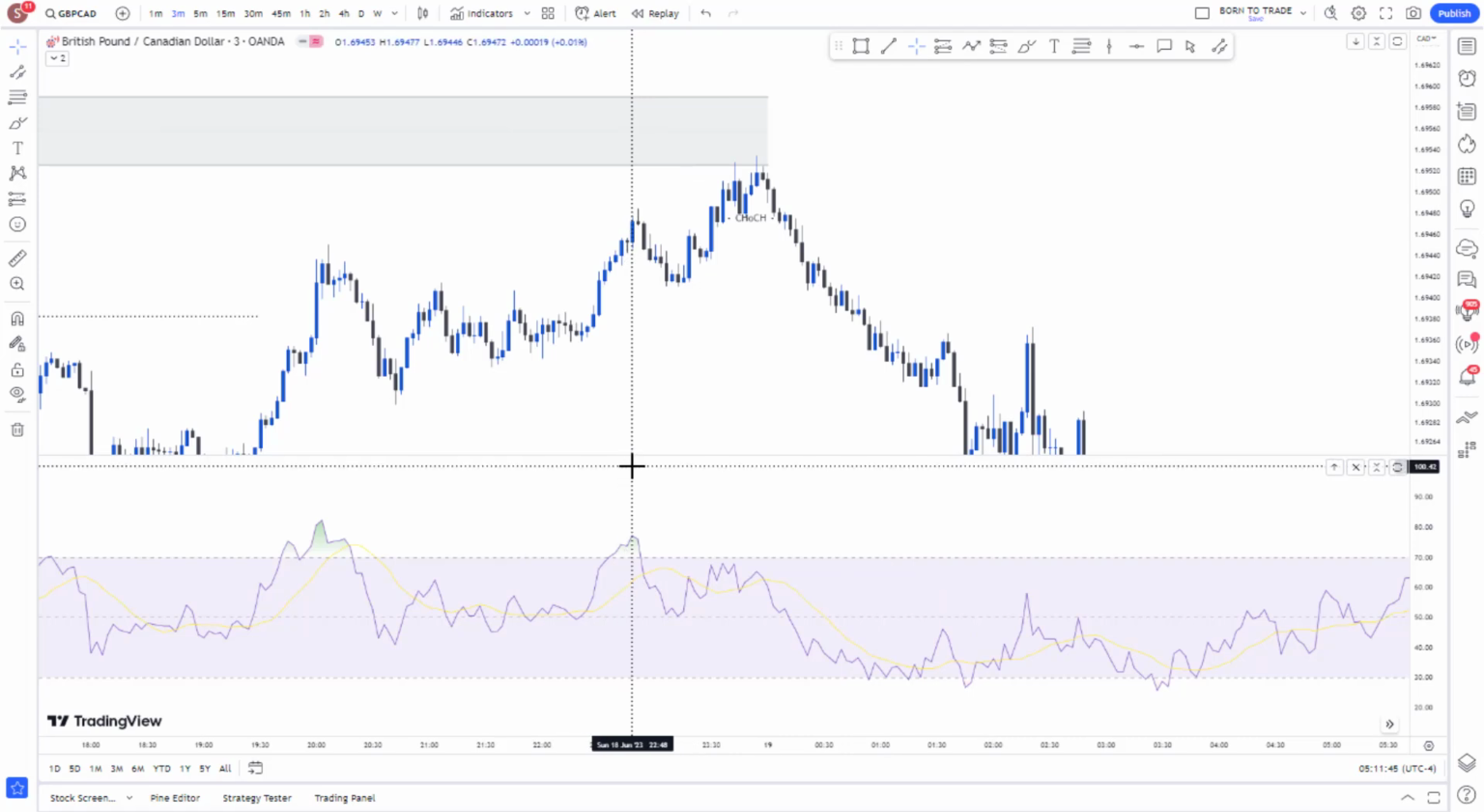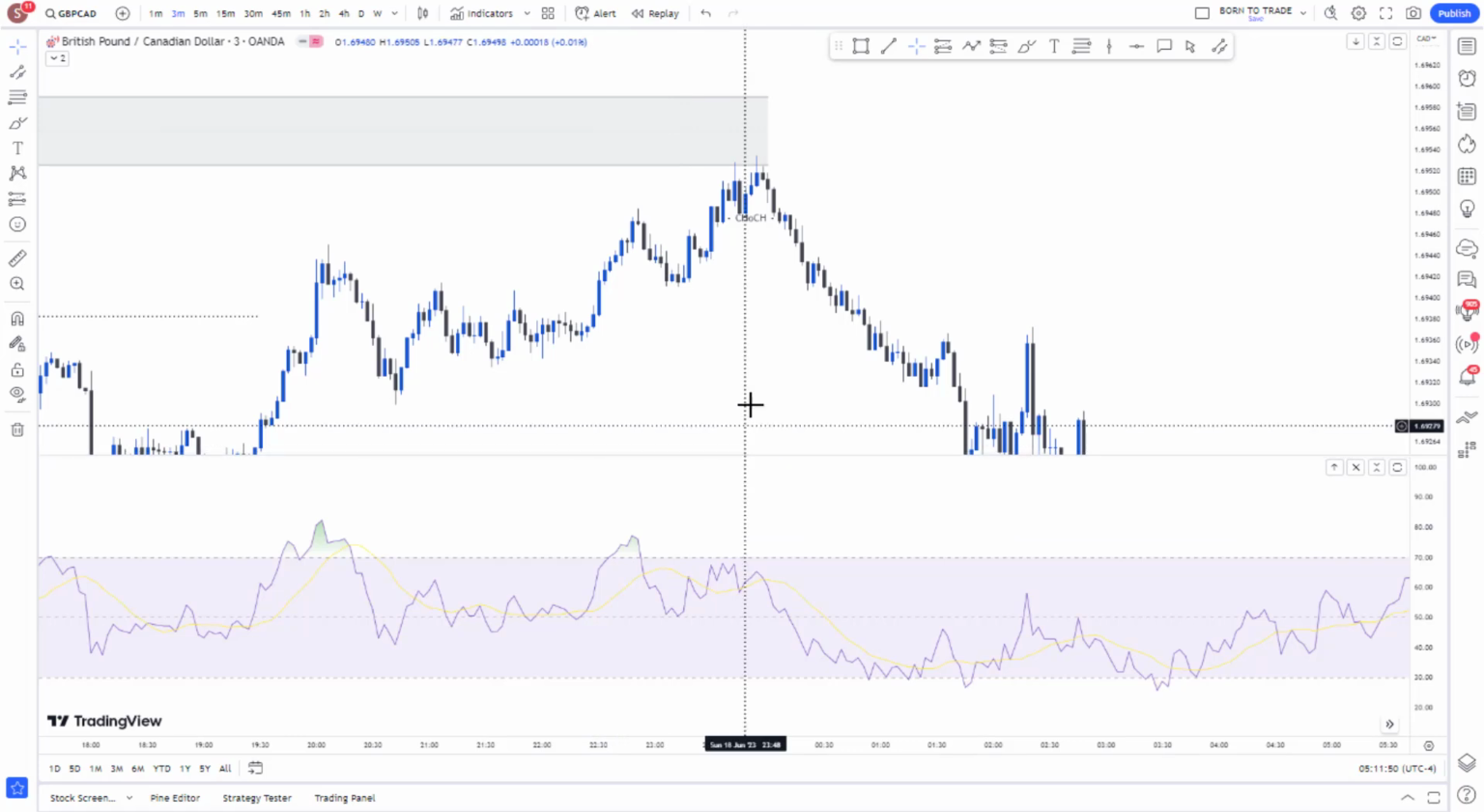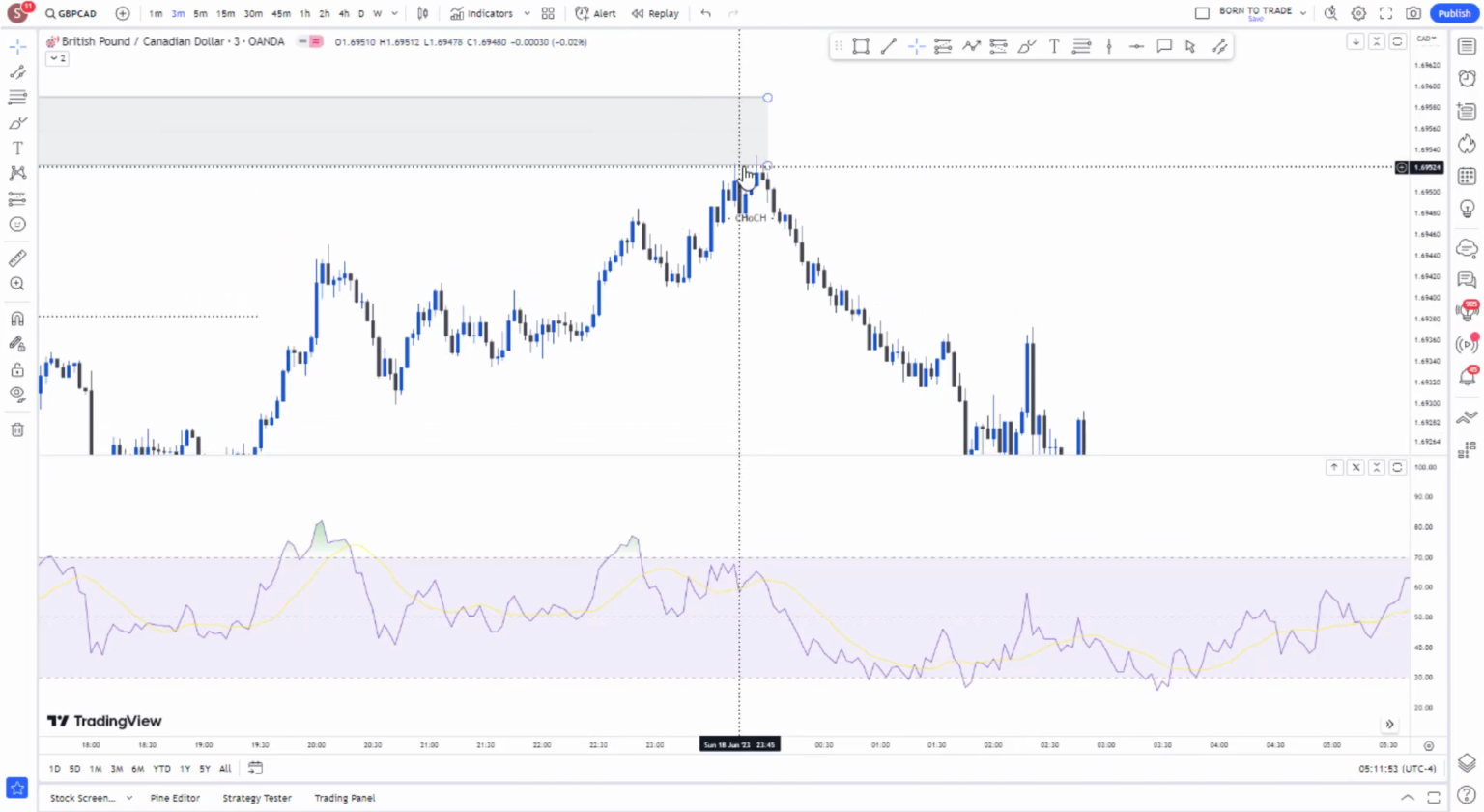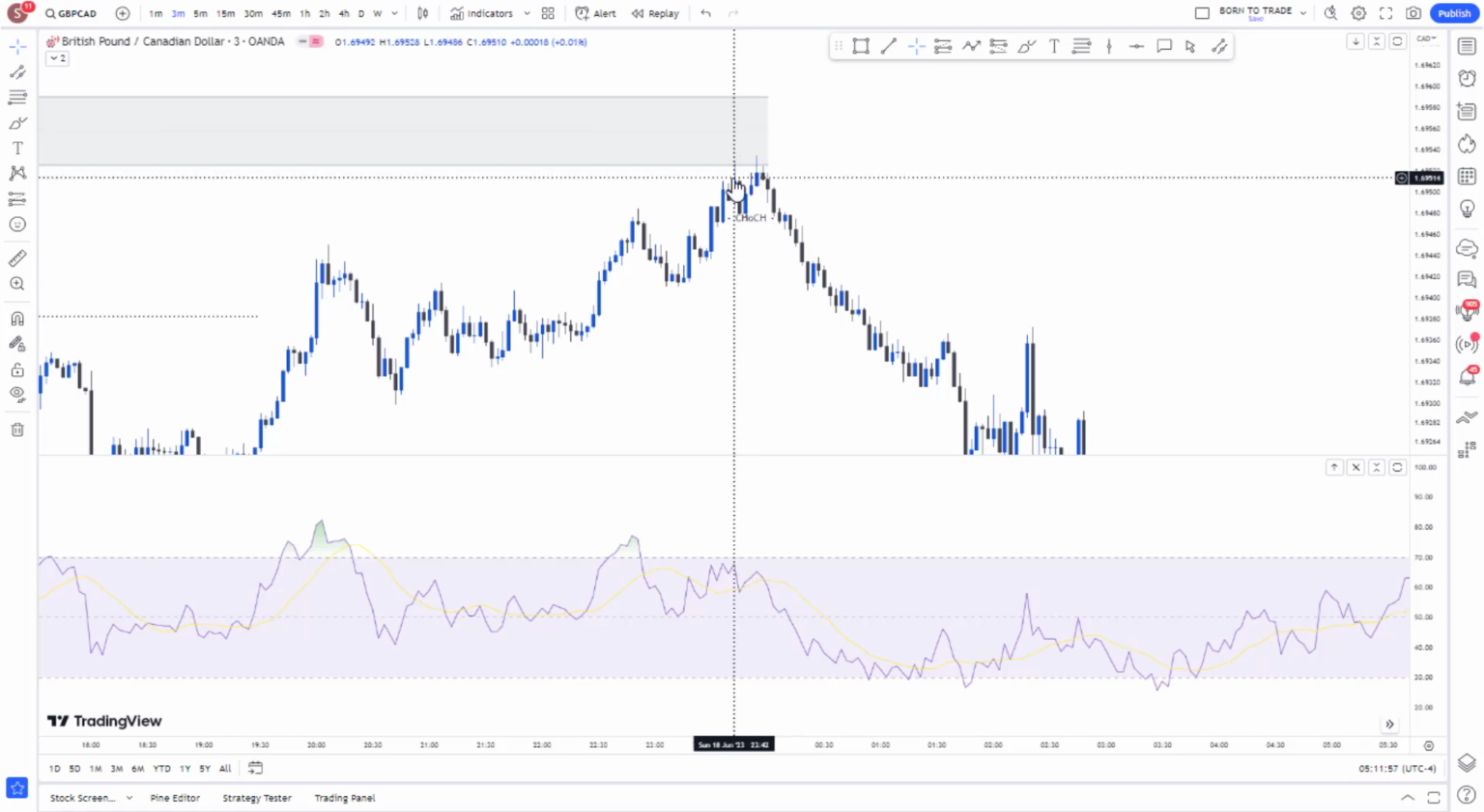So this is the high I was showing you. Price forms the high, and this is the low over here. Now you see price itself forms a higher high. You can see it over here. Price forms a higher high, and the RSI failed to form its own high.